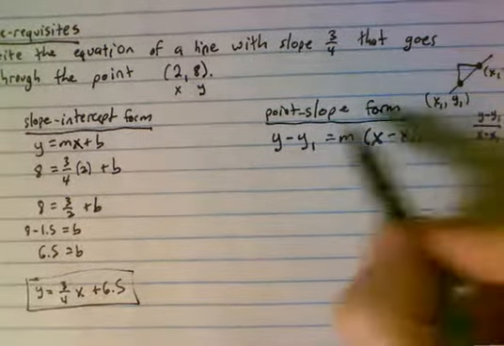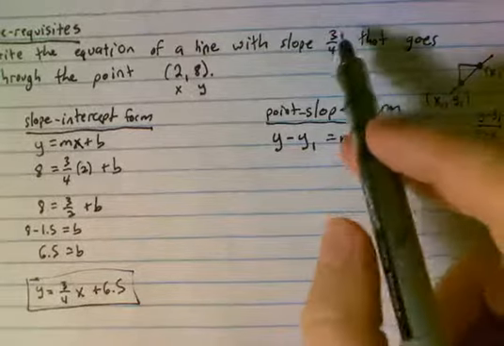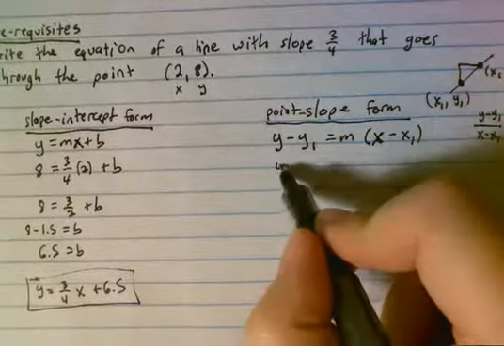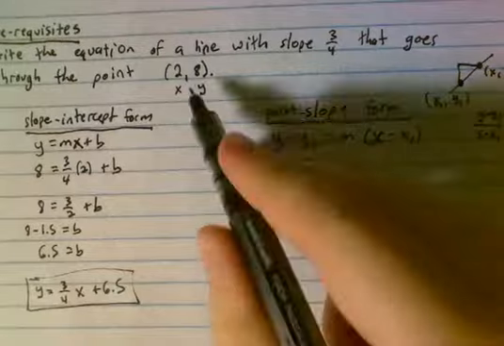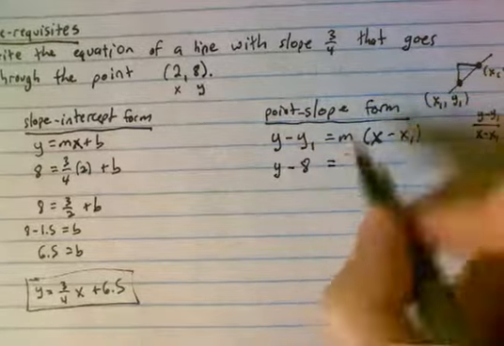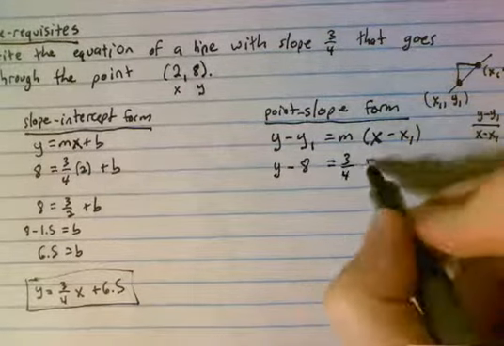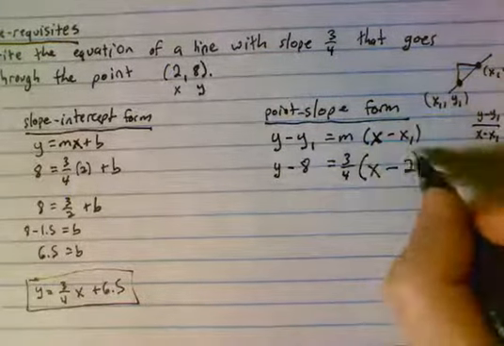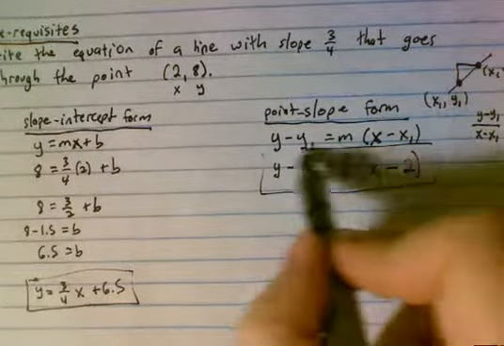The other way, using the point-slope form, is a little bit simpler for these types of problems. Basically, our y goes in for y1, so there's our 8 right there. Slope goes right here, 3/4. And then we have x minus our x1, which is right there, 2. Bam, done.